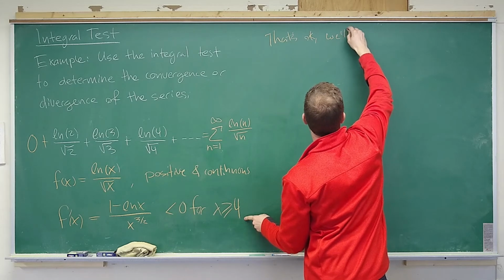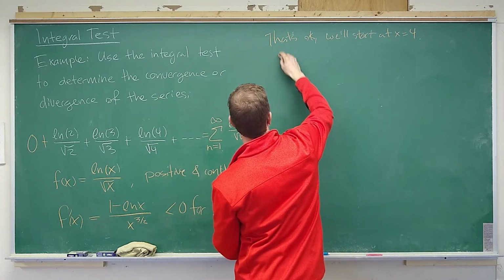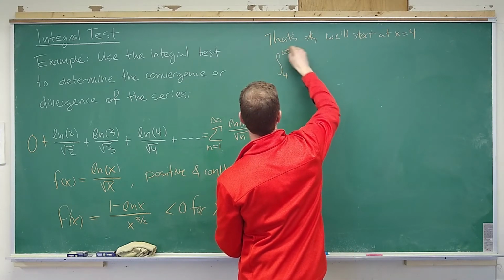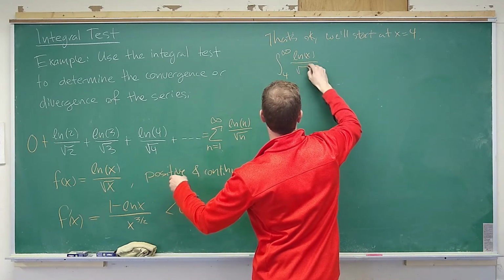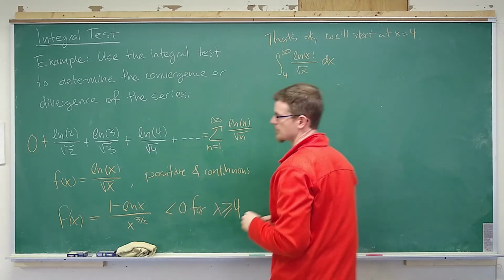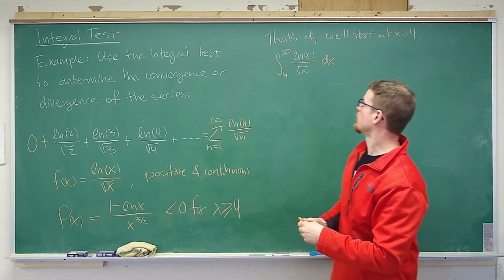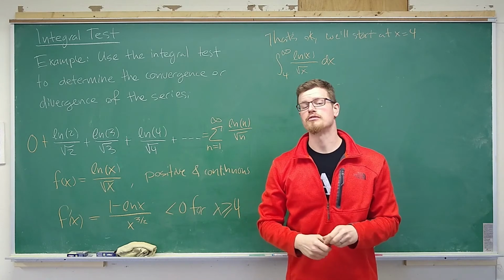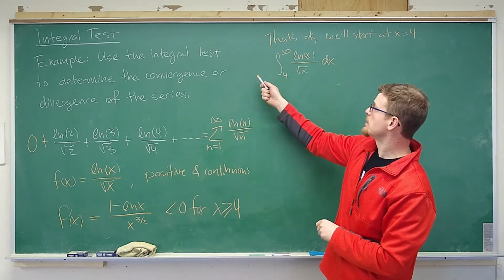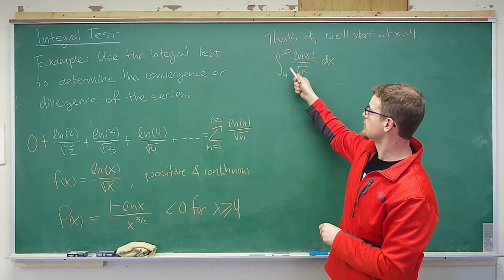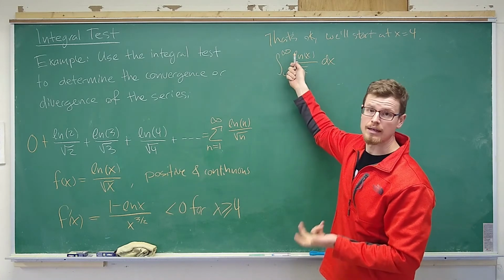We'll start at 4. So then we need to determine the integral from 4 to infinity of our function, the natural log of x divided by the square root of x. To evaluate this integral, we're going to need the techniques appropriate for an improper integral. That is, we need to take the limit as b goes to infinity of the integral from 4 to b. So you need to use improper integral techniques to evaluate an improper integral.